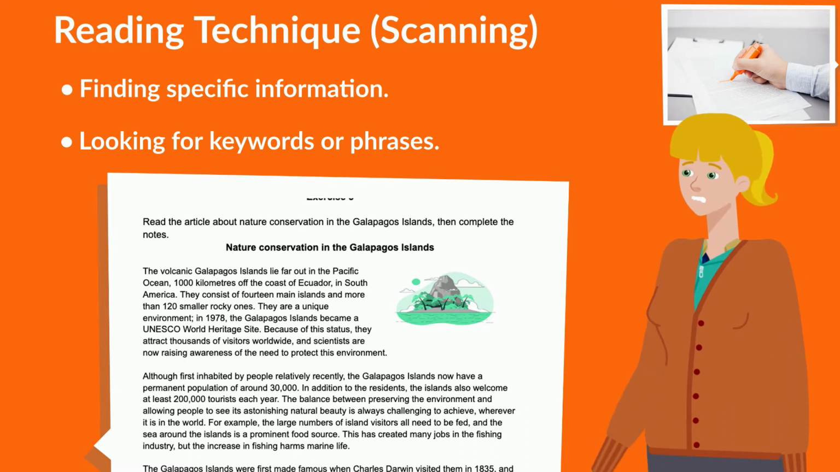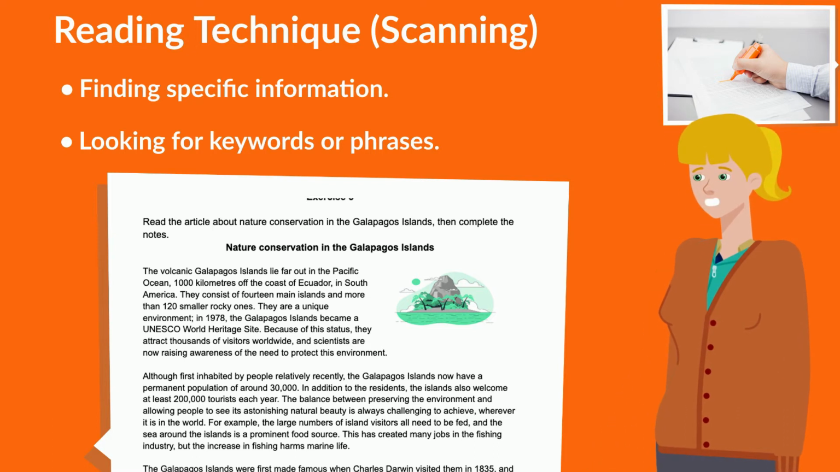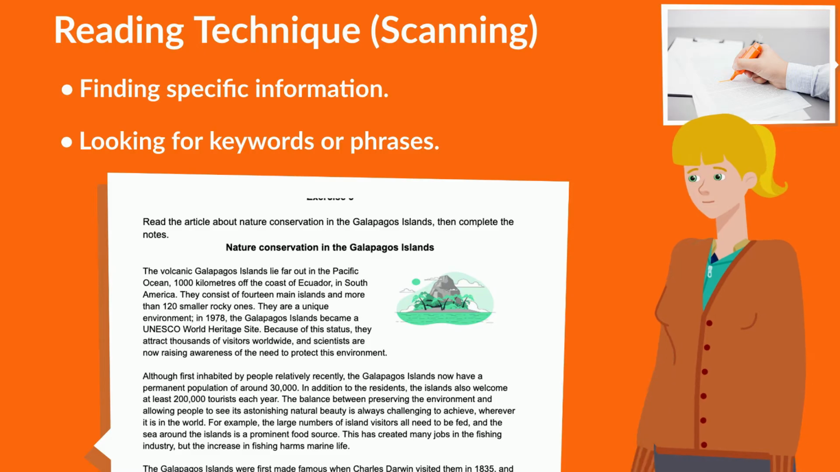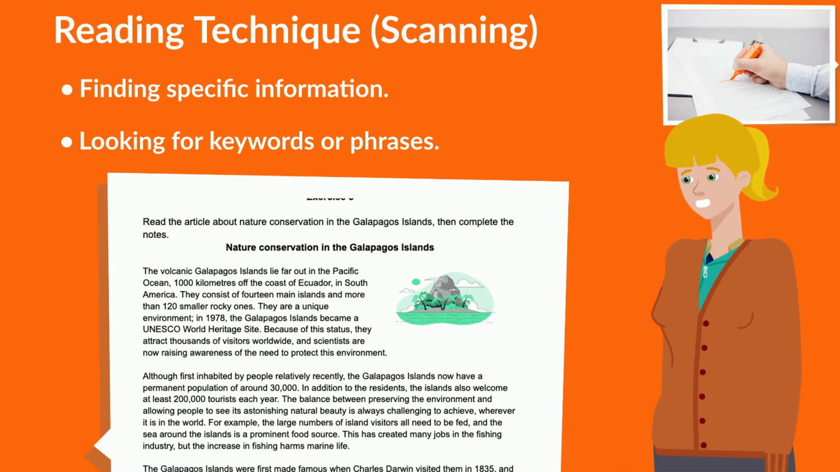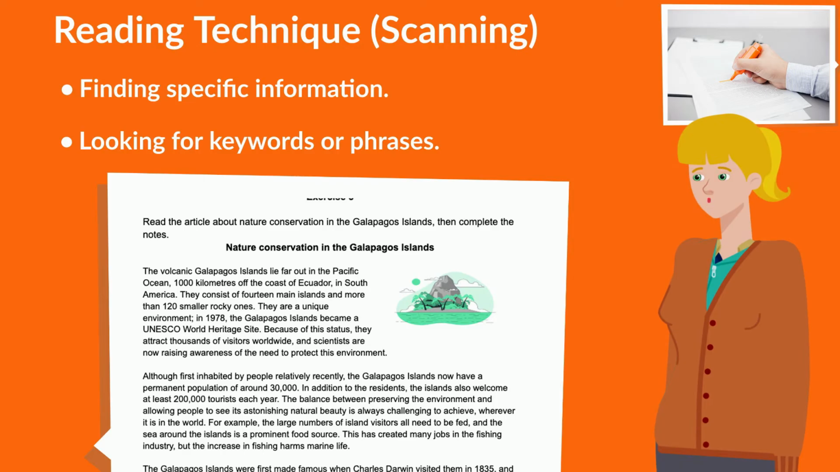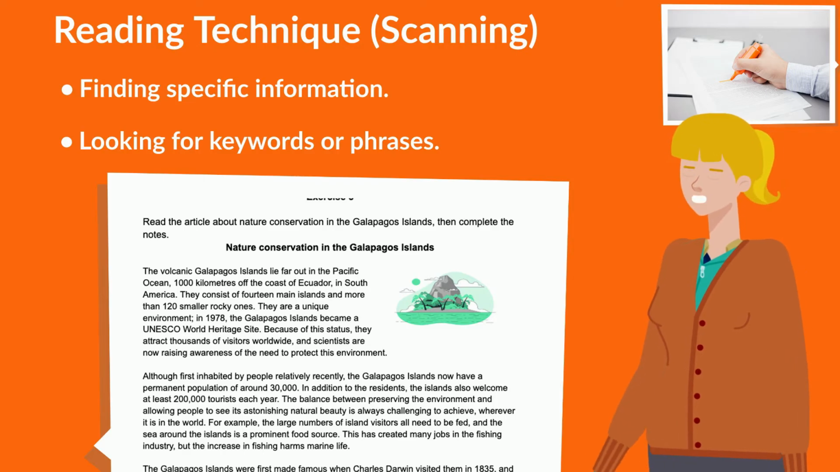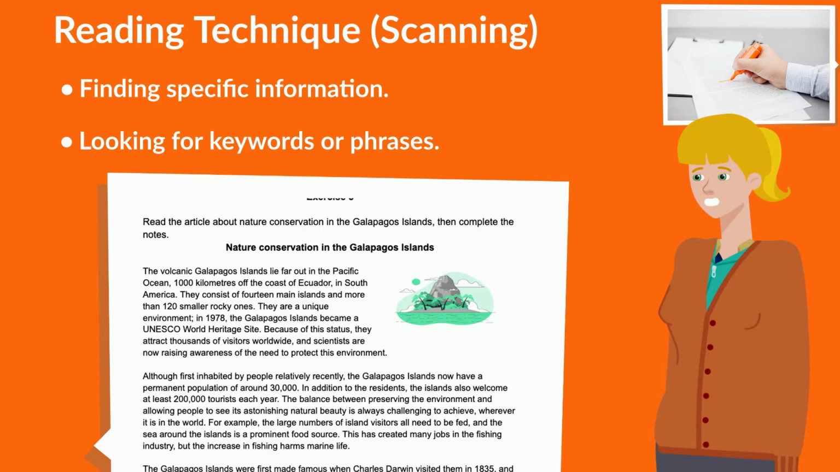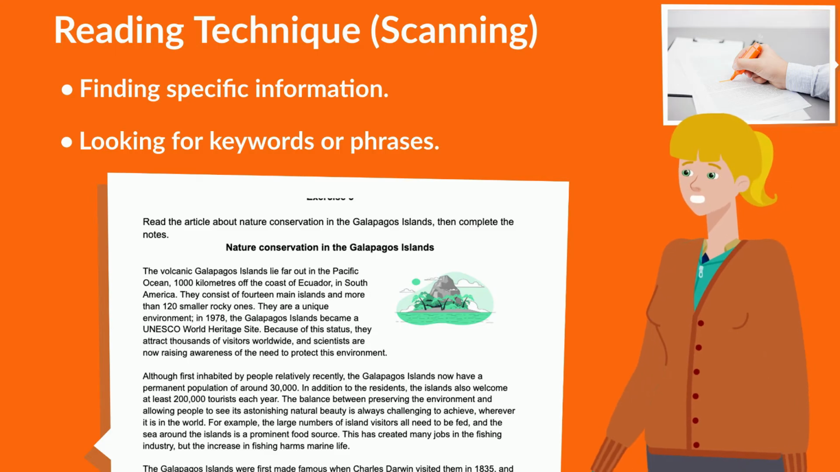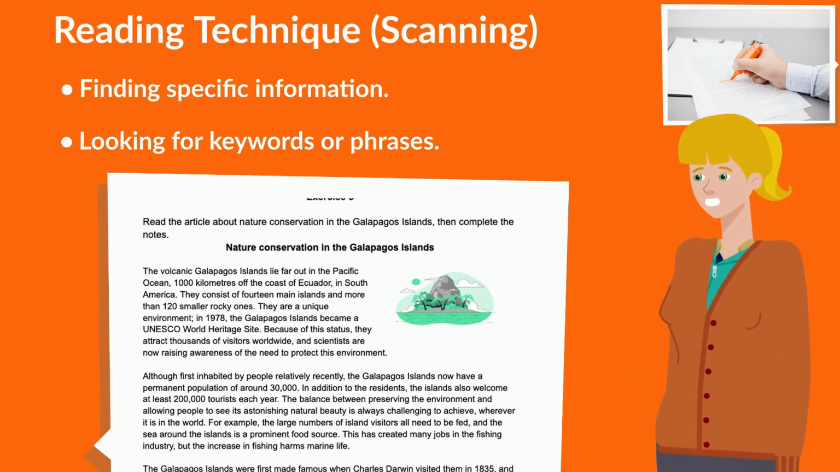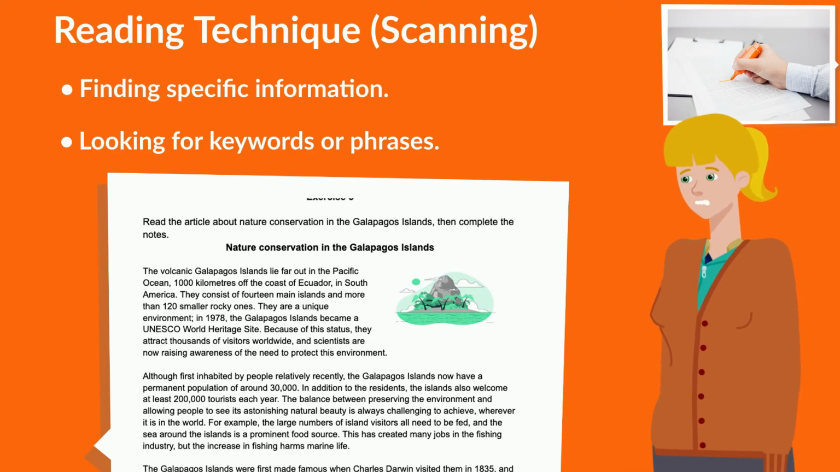Let's look at the first half of the article. Remember, we are looking for 2 sets of information: what people are doing to preserve the islands, and how tourism is negatively affecting these islands. As we scan the article, we highlight the information we have found, so we can transfer it under the headings later. Let's scan the first paragraph.